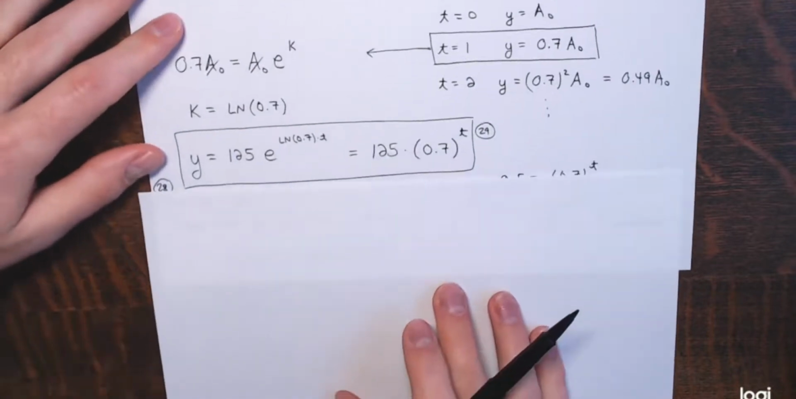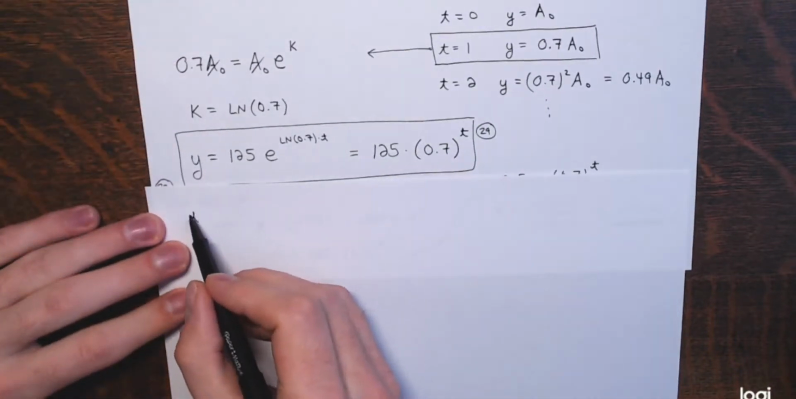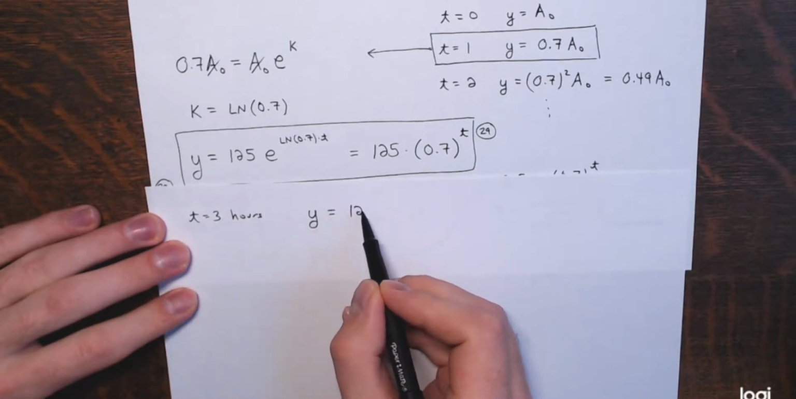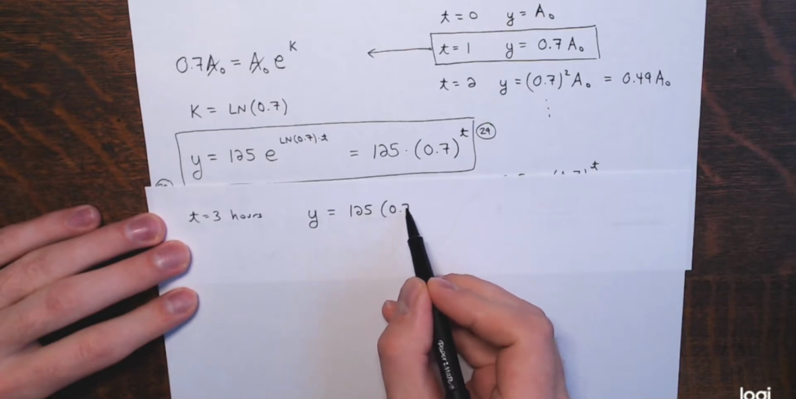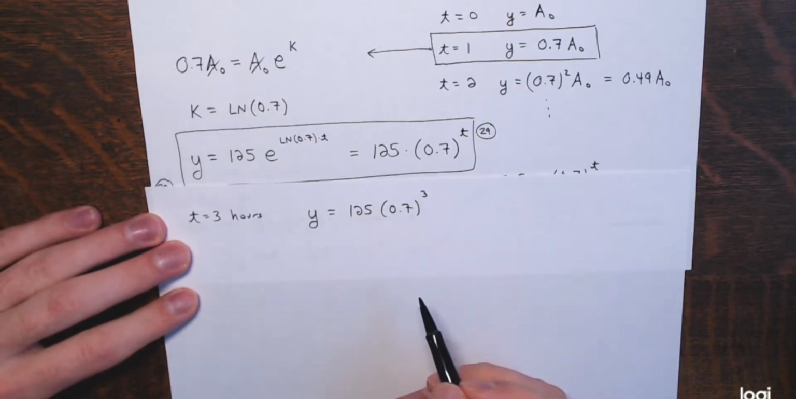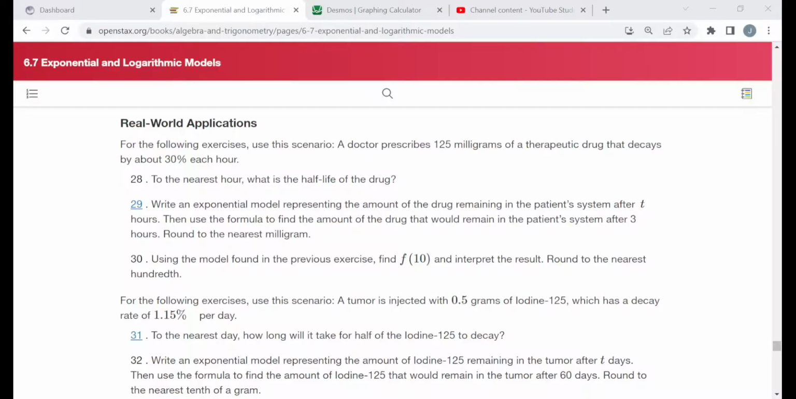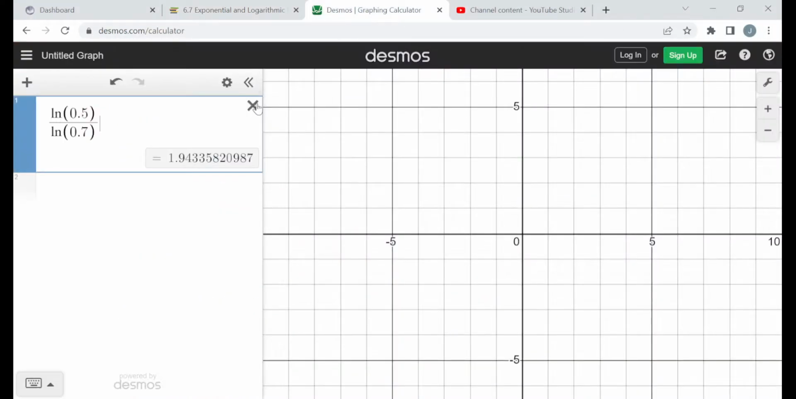So after 3 hours, when t equals 3 hours, the amount of drug left would be 125 times 0.7 to the third power, which we're asked to round to the nearest milligram, the nearest whole number here. So back on the calculator, 125 times 0.7 to the third power, and to the nearest milligram, that would be 43.